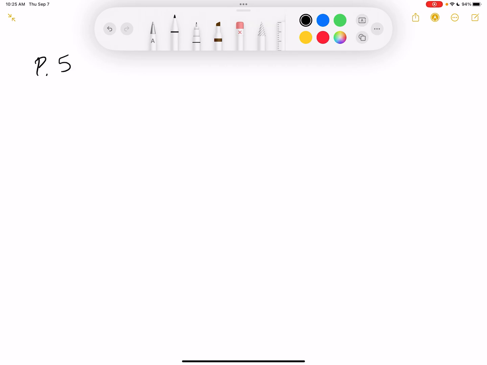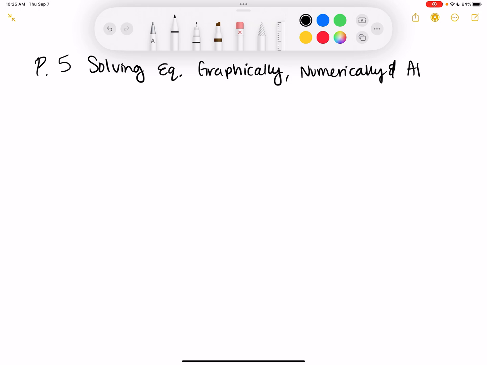P5. Solving equations graphically, numerically, and algebraically.